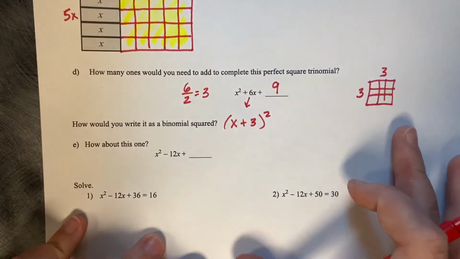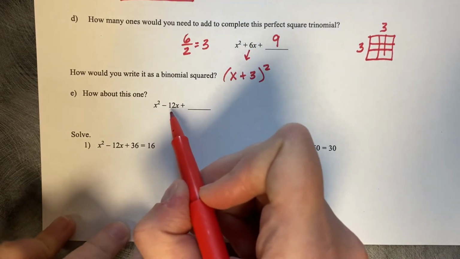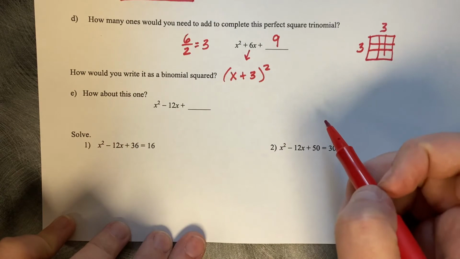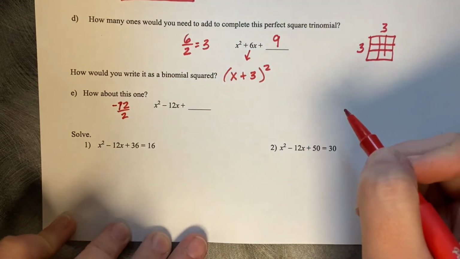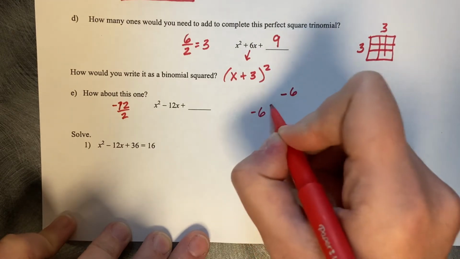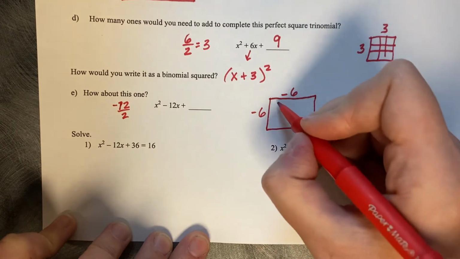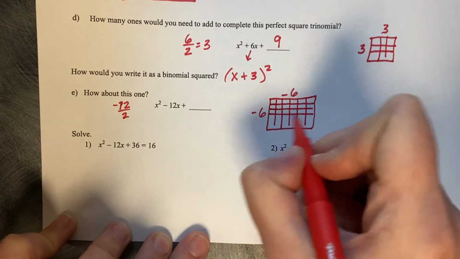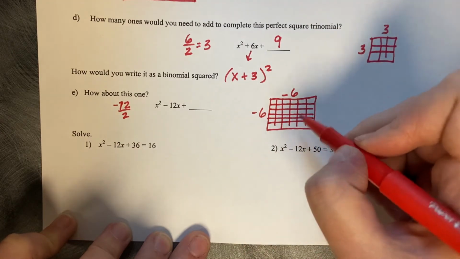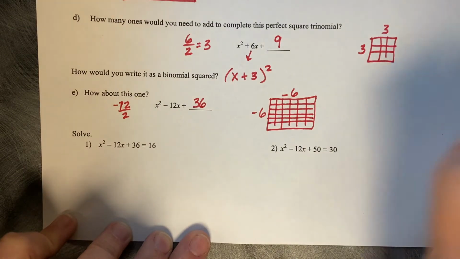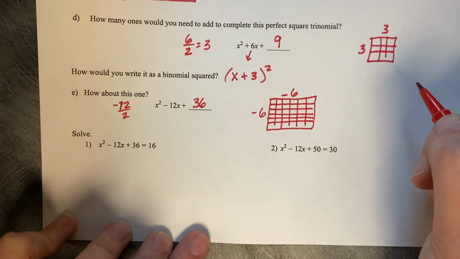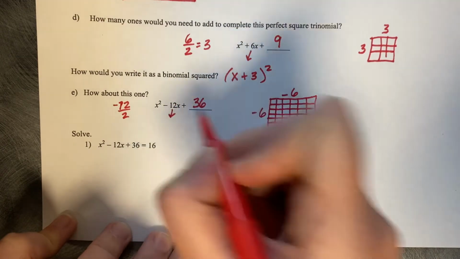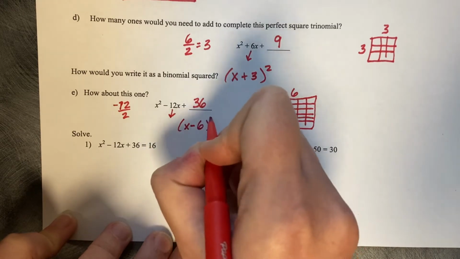All right, how about one that's got a negative? It's still the same process: x squared minus 12x. Thinking about the x's, we've got negative 6 x's on one side and negative 6 x's on the other side. So negative 12 divided by 2 leaves us with negative 6 by negative 6. If I drew it, let's see, 1, 2, 3, 4, 5, 6 by 1, 2, 3, 4, 5, 6. 6 by 6 leaves us with a positive 36 ones. So this value is always going to be positive, no matter what kind of middle term you're looking at. But when you write it as a binomial squared, you use the negative number from your b term. So it would be x minus 6 squared.